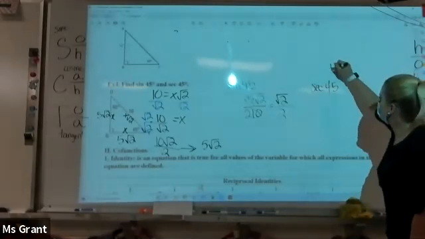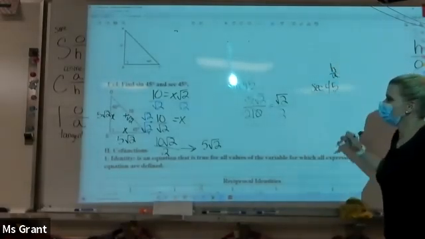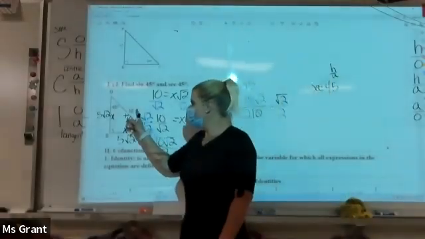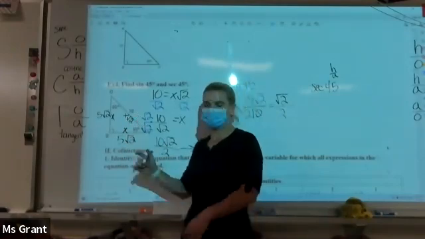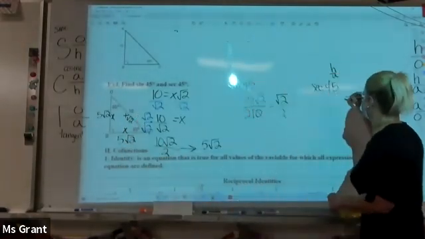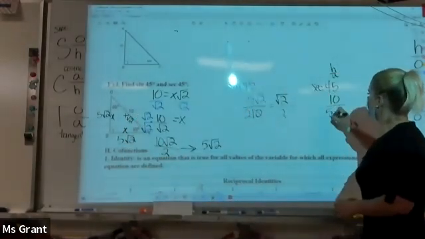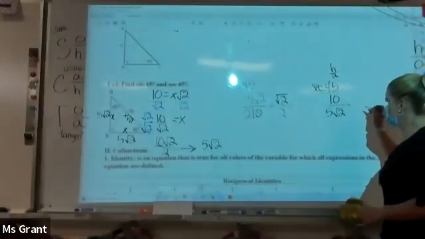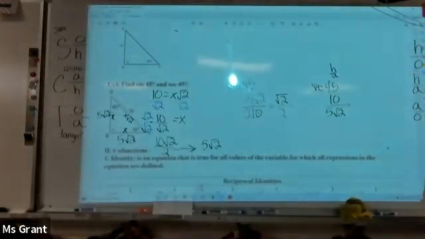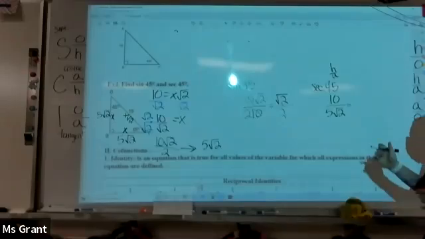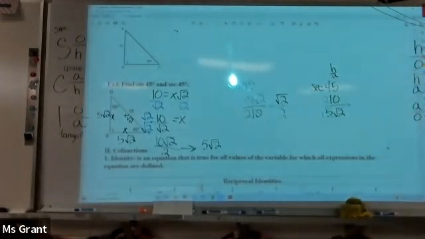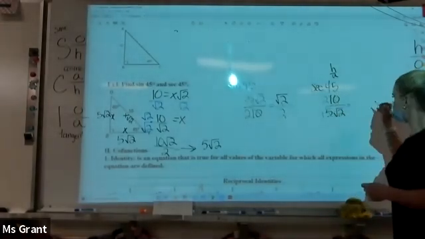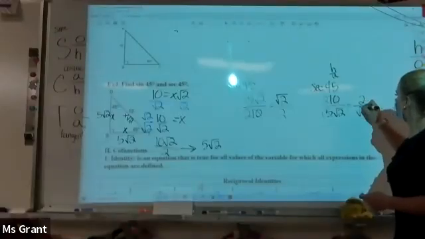Secant is hypotenuse over adjacent. For the hypotenuse, I'll pick the lower 45 degree angle. The hypotenuse is 10, the adjacent is 5 rad 2. So 10 over 5 root 2. I'm going to simplify the 10 and the 5 first to make my life easier. 10 over 5 is 2 over 1, so 2 divided by radical 2.